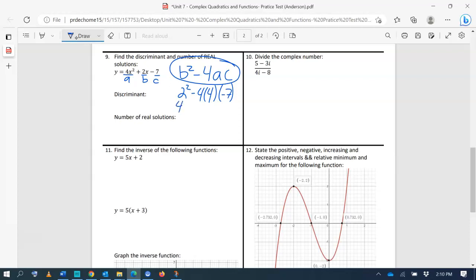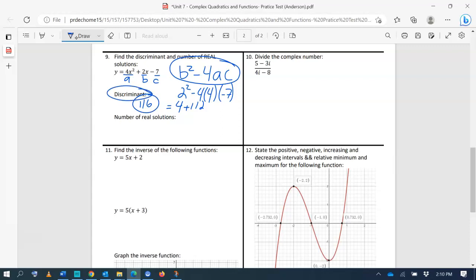2 squared is 4. Negative 4 times 4 is negative 16. And then negative 16 times negative 7 is positive 112. 4 plus 112 is equal to 116. That is our discriminant. That is the answer for this first part.